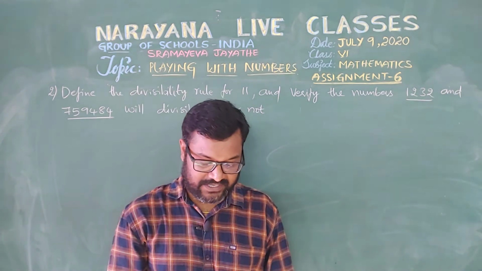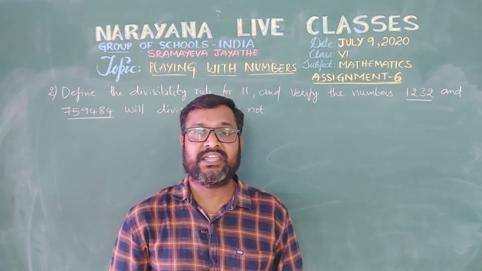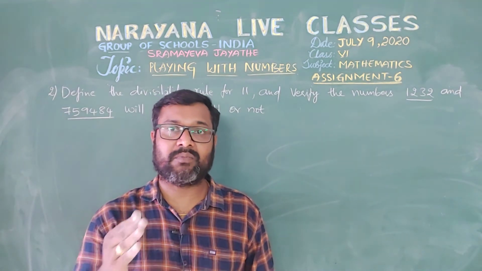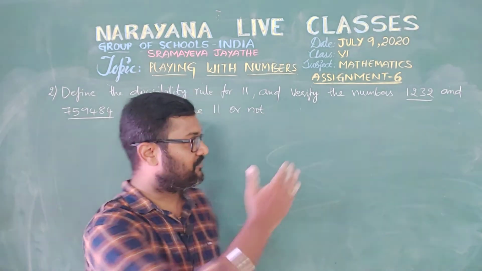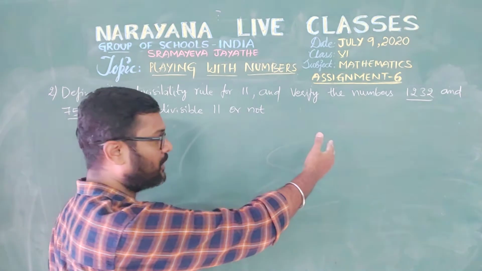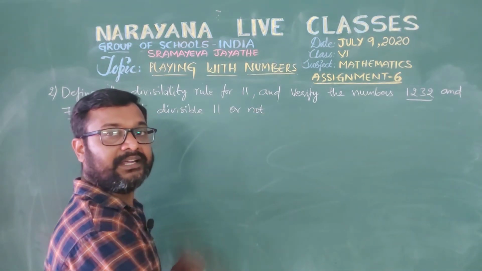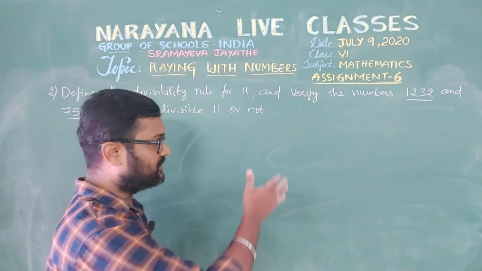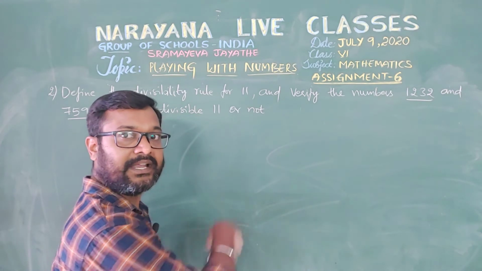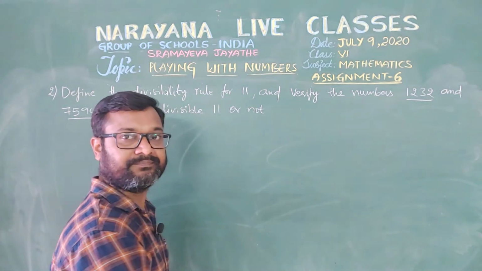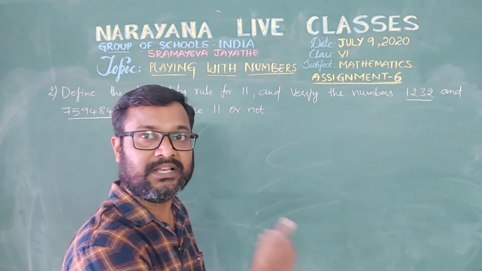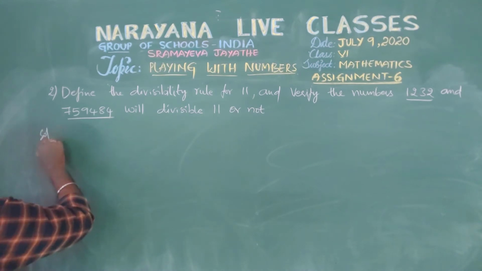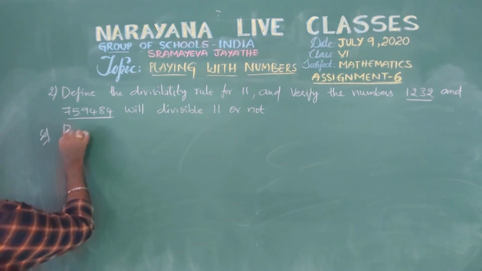See here, when a number is divisible by 11, if the difference between the sum of the digits at odd places from right, and sum of the digits at even places from right is either 0 or a number divisible by 11. So this is the divisibility rule for 11. Let's write on the board. See here, definition.